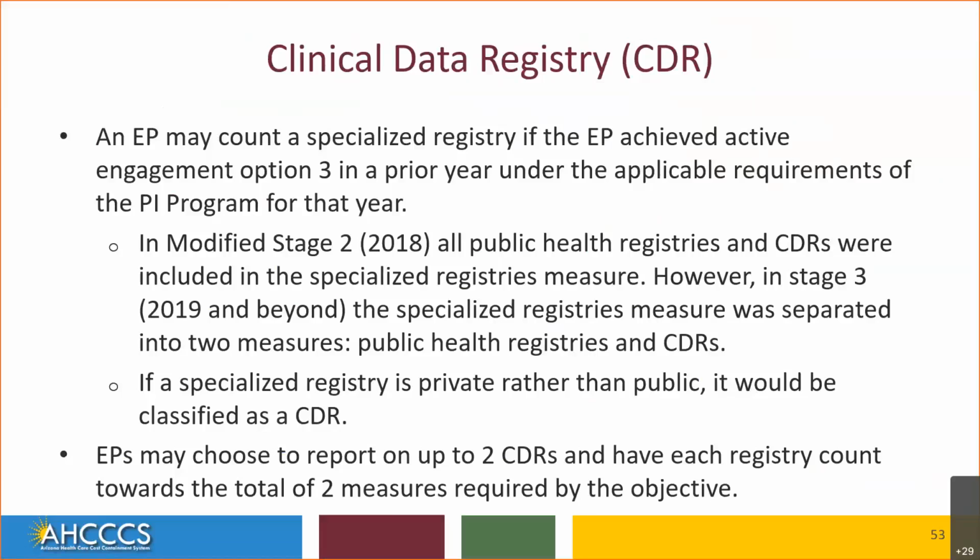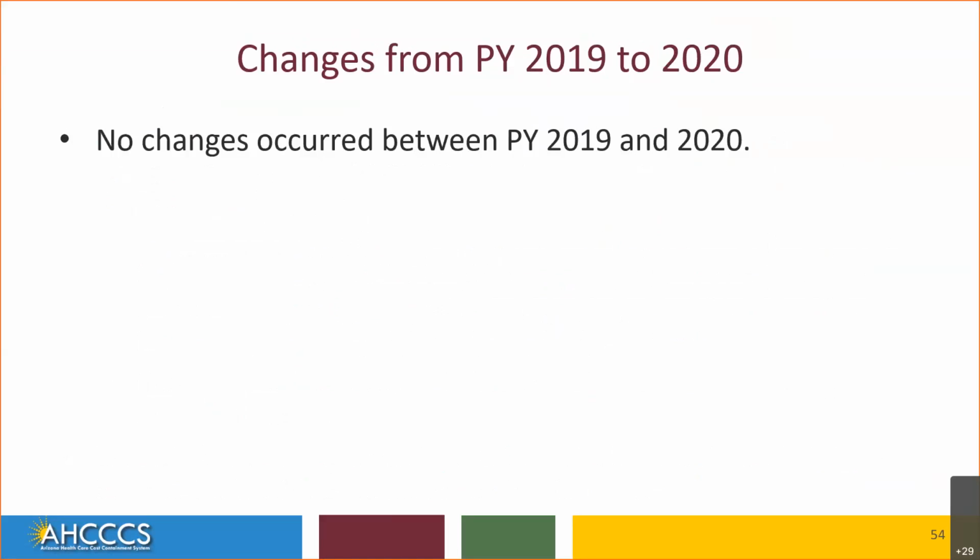If a specialized registry is private rather than public, it would be classified as a clinical data registry. EPs may choose to report on up to 2 clinical data registries and have each registry count towards the total of 2 measures required by the objective. No changes occurred between program year 2019 and program year 2020.